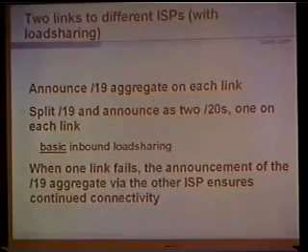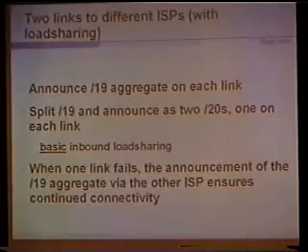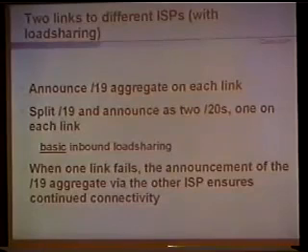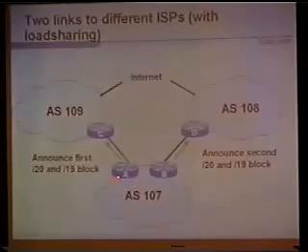Okay, so the picture is like this. 107, router A announces the 19 and the first 20, router B announces the 19 and the second 20. Right, so you're announcing the 19 out of both paths, and then the first 20 one way, the second 20 the other way. So all the traffic for the first 20 will come in this way, the traffic for the second 20 will come in that way. Okay? And that's quite simple.